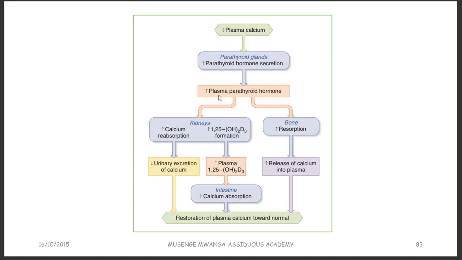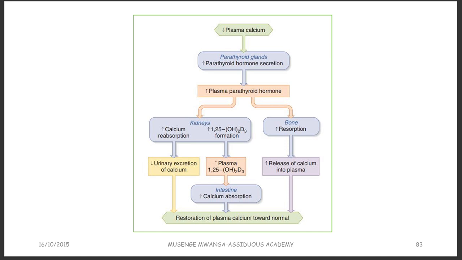And so, what the parathyroid hormone is going to do is it will go to the kidney and also to the bone. In the bone, it will increase the resorption of bone. Resorption basically means you are breaking down the bone. Because when you are making the bone, calcium is needed to make it hard. So you are removing that calcium, and that is known as bone resorption.